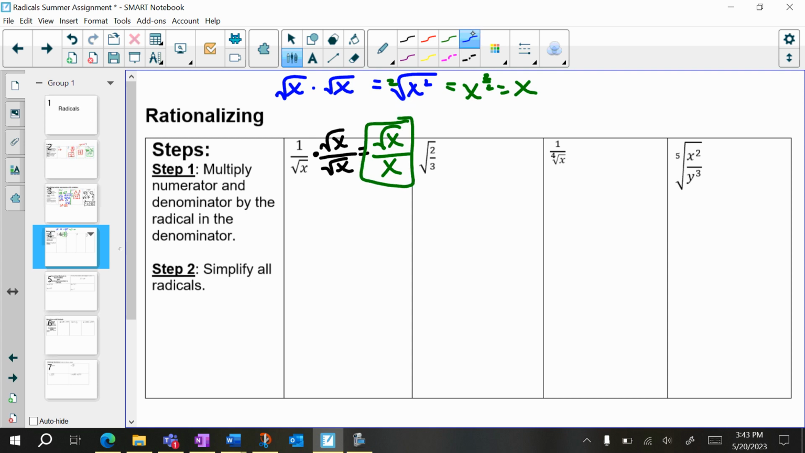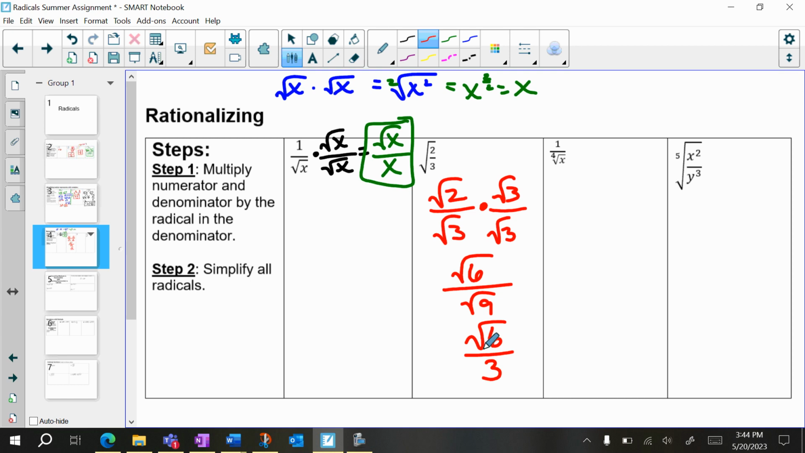Let's try the next one. Radical 2 over 3. Again, I like to rewrite this. So I have a radical in the numerator and in the denominator, radical 2 over radical 3. Again, I want to multiply the fraction by radical 3 over radical 3. Radical 3 times radical 3 is really radical 9. Radical 2 times radical 3 is radical 6. And radical 9 turns into 3. Radical 6 over 3.